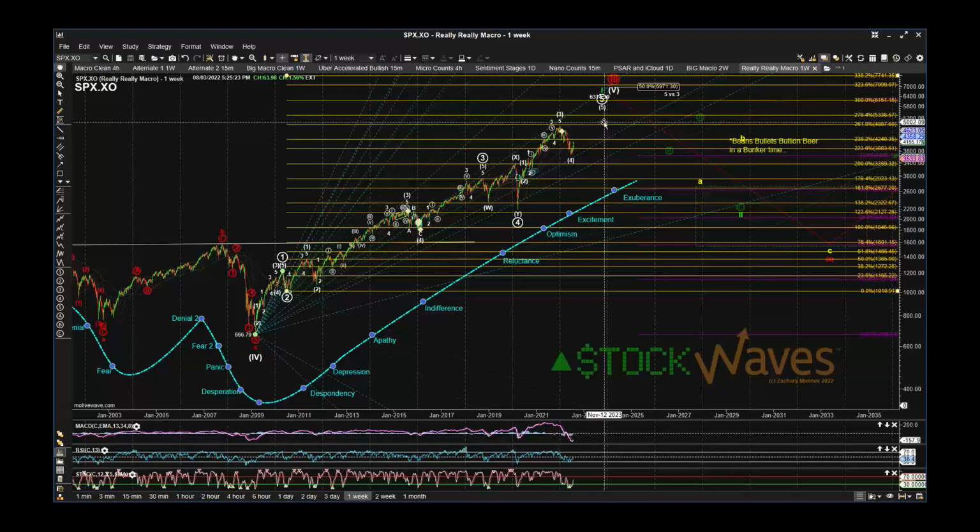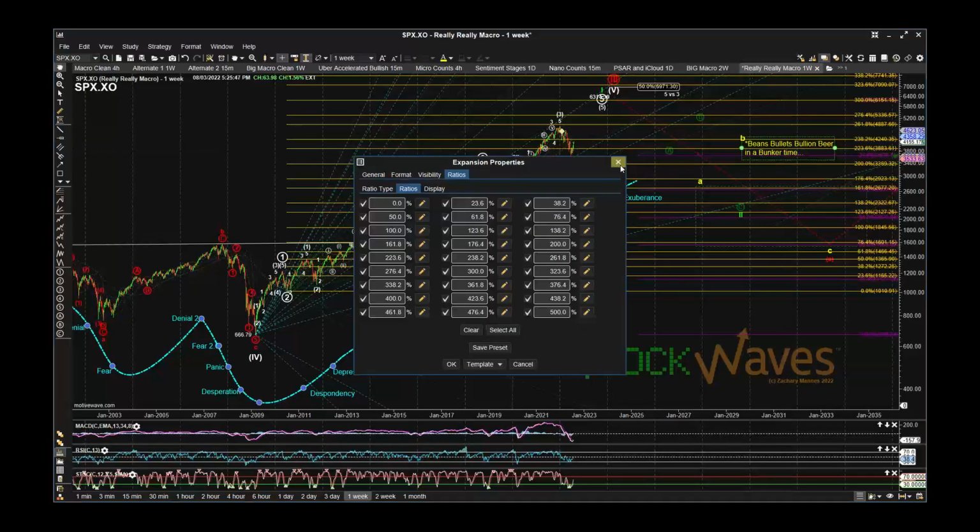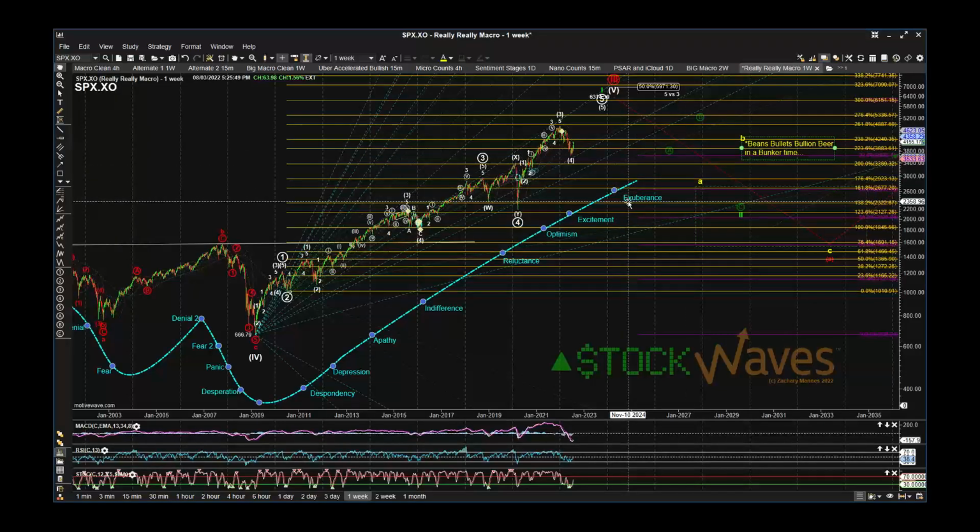So I think that if you're prepared for a pretty decent drawdown in the market and have taken most of your gains off the table and have followed some of Avi's advice for making sure that things are more safe and secure, that you don't need to do the beans, bullets, bullion, beer in a bunker quite yet.